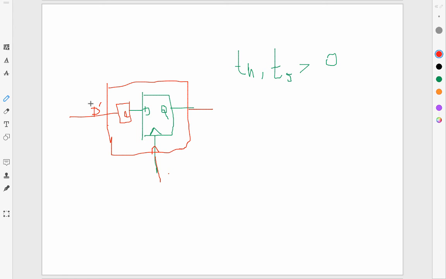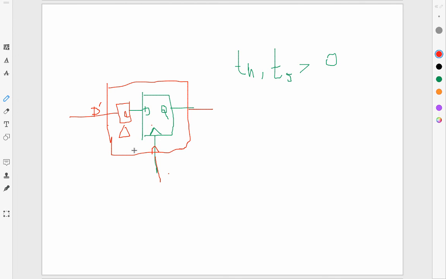So if I look at the setup time of d prime versus the setup time of d, remember the clock is the same. In both cases, the clock is the same for the internal flip-flop and the way I look at it outside. D had some setup time and hold time, but I added this combinational logic, and let's say its delay is delta.